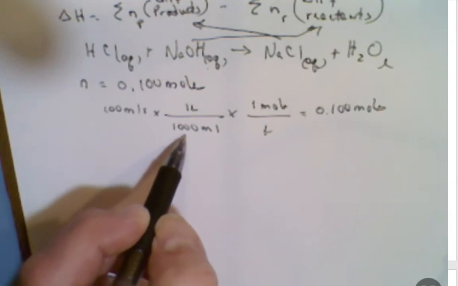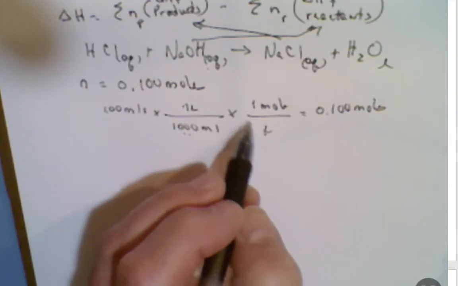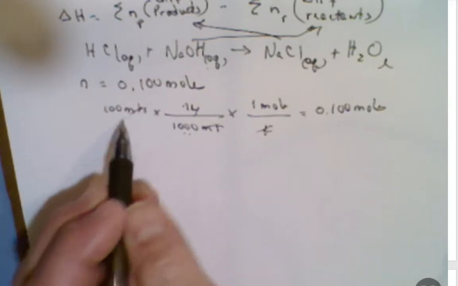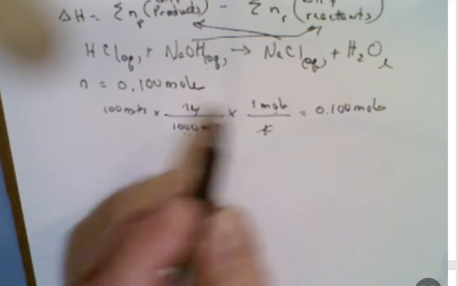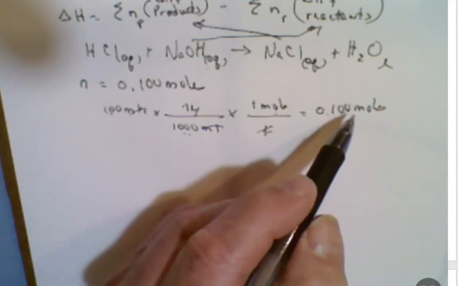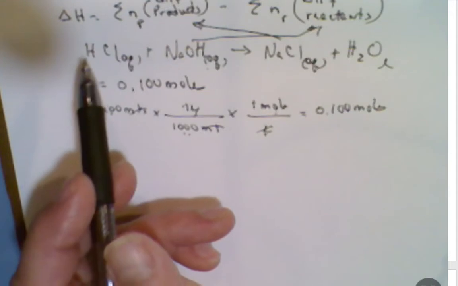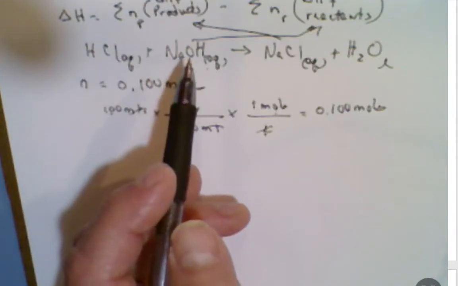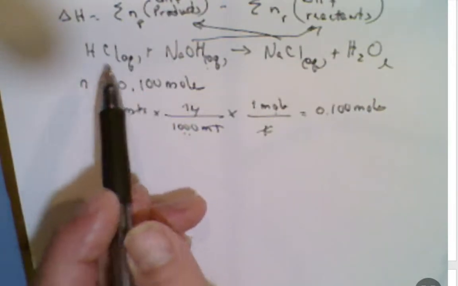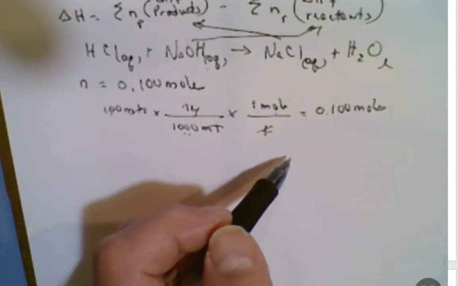I've got to convert my mils to liters, so there are 1,000 mils in a liter, and now I know that my concentration was 1 mole per liter, so I can cancel out my liters, cancel out my mils, and I'm left with how many moles are there in 100 mils of a 1 molar solution? And the answer to that is 0.1 moles. And the good news for our reaction here is that everything is going to be 0.1 moles. Our hydrogen chloride is going to be 0.1 moles, our sodium hydroxide, as well as our products, sodium chloride and water, because they all exist in a 1 to 1 to 1 to 1 ratio. So that simplifies the way we can write our equation to solve our problem.